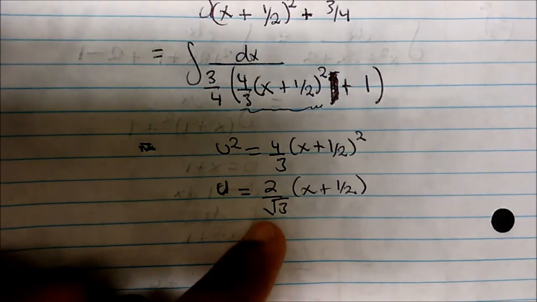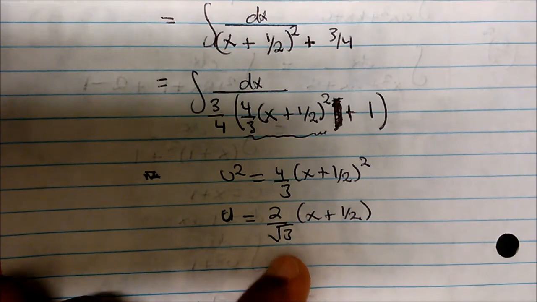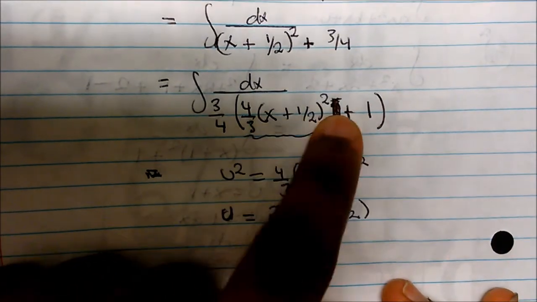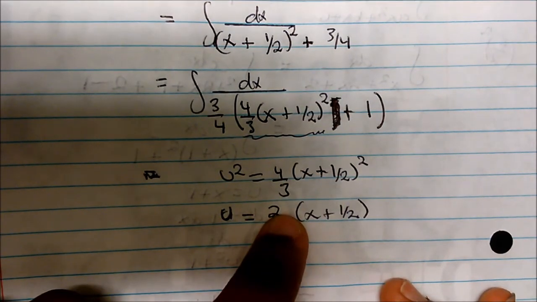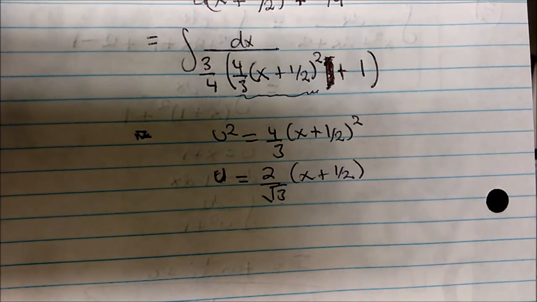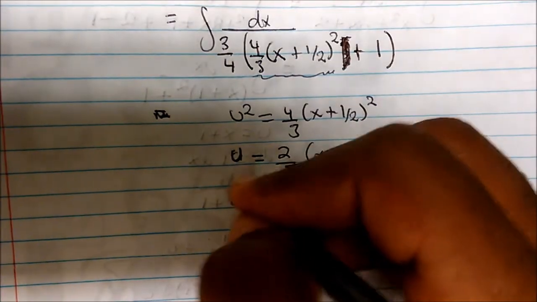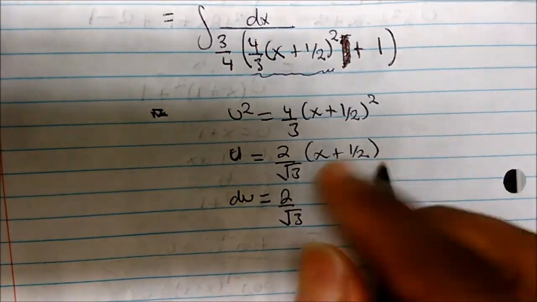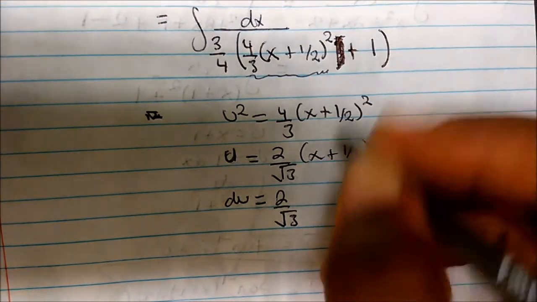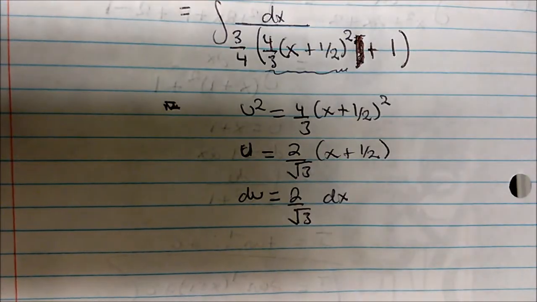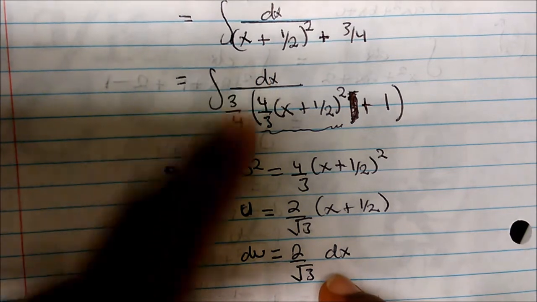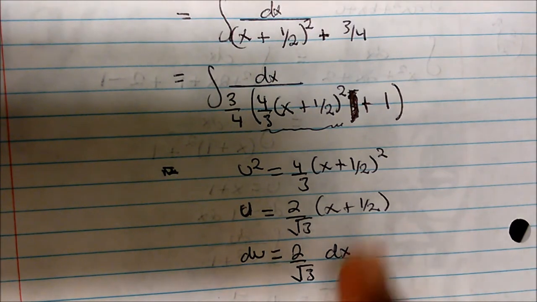Okay, so again, notice the idea here. Once we factor out the 3/4, because it's not a 1, this whole term is our u squared. So we can set those equal to each other and find what u is. And if we find what u is, we now have to take the derivative, so du. This becomes 2 over the square root of 3 times the derivative, where the derivative of 1/2 is just 0 and the derivative of x is just 1, so du is 2 over the square root of 3 dx. And now we found all that we need for substituting into the integral.